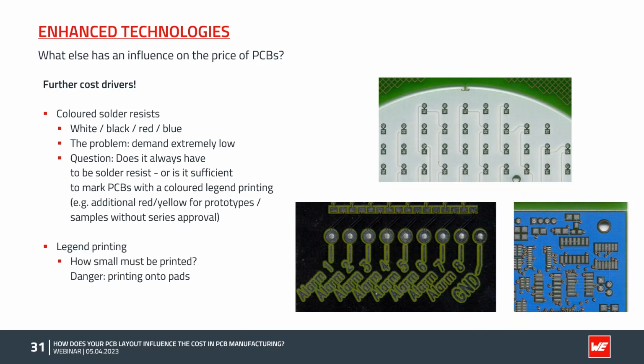Maybe the software is not quite intelligent, and there is some place where we have forgotten to remove it. So there is always a danger of legend printing on top of pads. This is just a risk. We maybe find it during our quality inspection, then the yield goes down. Again, cost factor. So ask yourself, do I still need the legend printing or not? How big must it be? Where does it need to be? And so on. So just check it to make sure you get the optimum out of it.